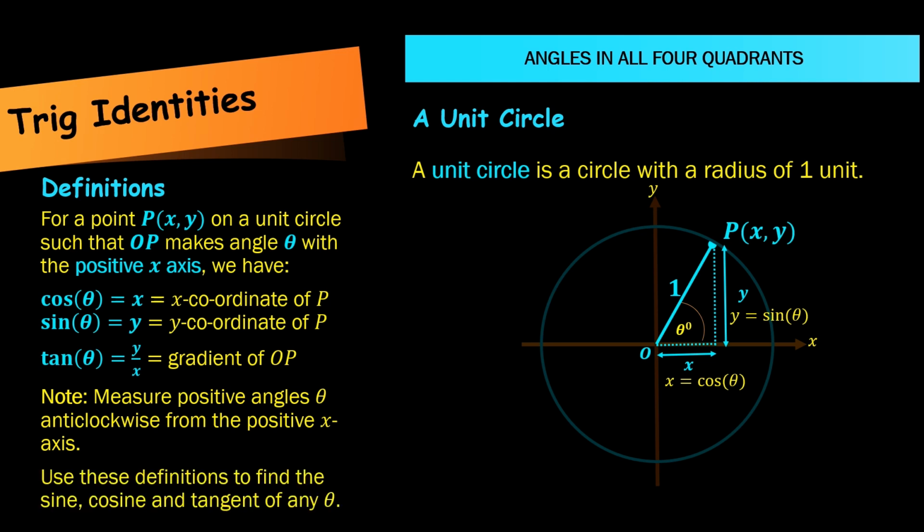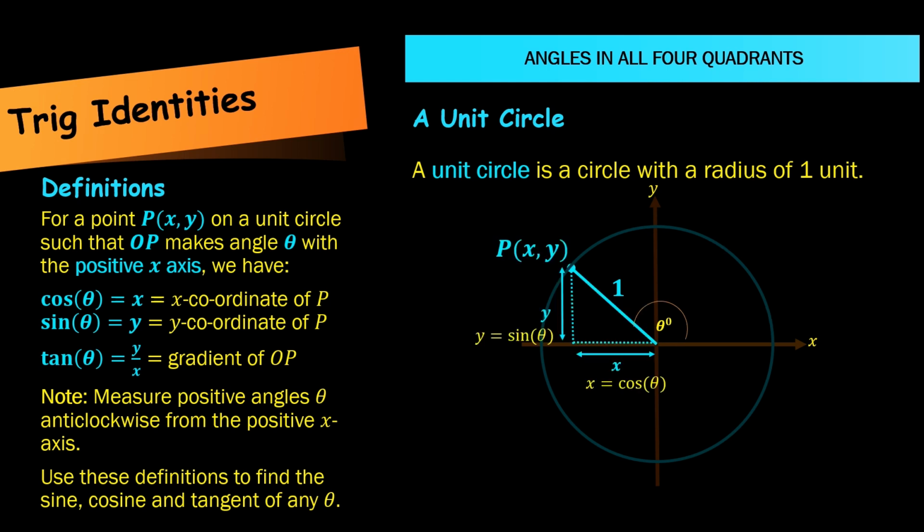We will now use these definitions to find the sine, cosine and tangent of any angle theta. Let's consider this angle theta. As you can see, it is obtuse. However, the definitions remain the same. When theta is obtuse, cos theta, however, is negative because the x-coordinate of P is negative.